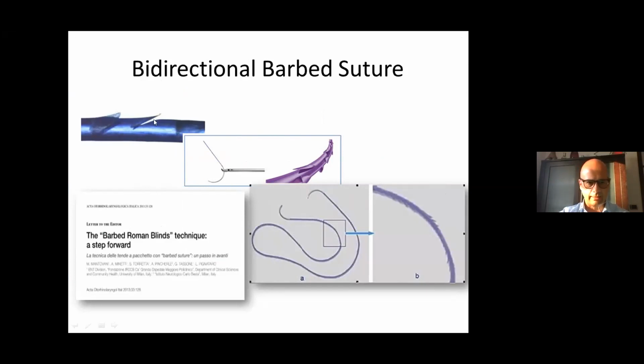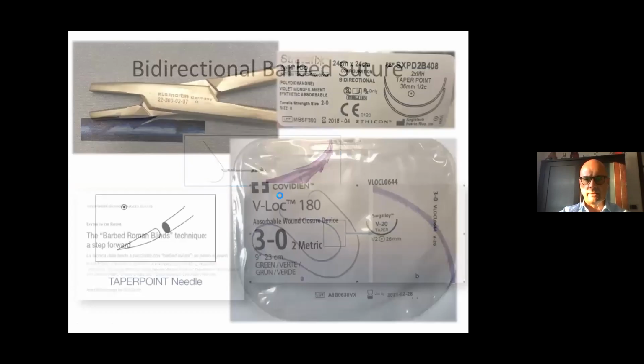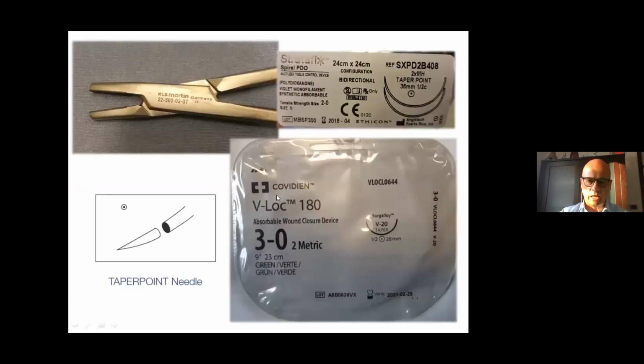You can see the suture with barbs everywhere along the suture. And the suture is a long suture, bidirectional, with two needles. We started to perform barbed pharyngoplasty. Along the years, many kinds of sutures have been developed. We started with this kind of suture, and then we moved to this one, and I will explain why.